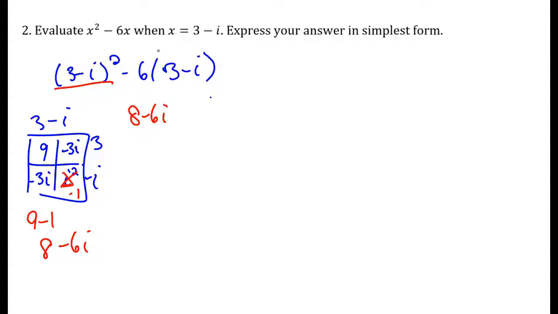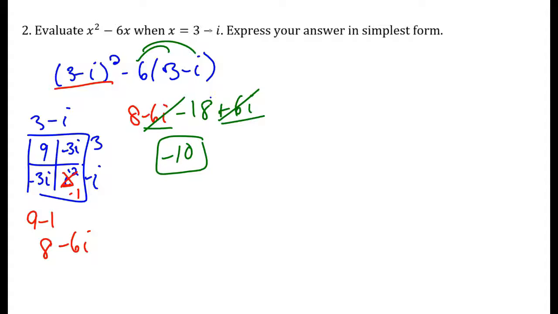And now we need to distribute in a negative 6 here. So minus 18 plus 6i. Minus 6i plus 6i add to 0. 8 minus 18 is negative 10. So when I plug in 3 minus i, I get negative 10.